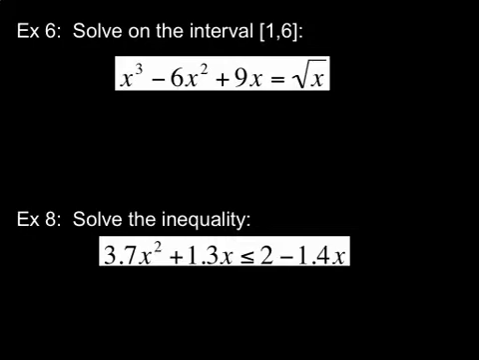In example 6, we want to use the same method to solve this equation on the interval from x being 1 to 6. So we're only looking for solutions in that area. And the equation we're looking at is x cubed minus 6x squared plus 9x equals the square root of x.